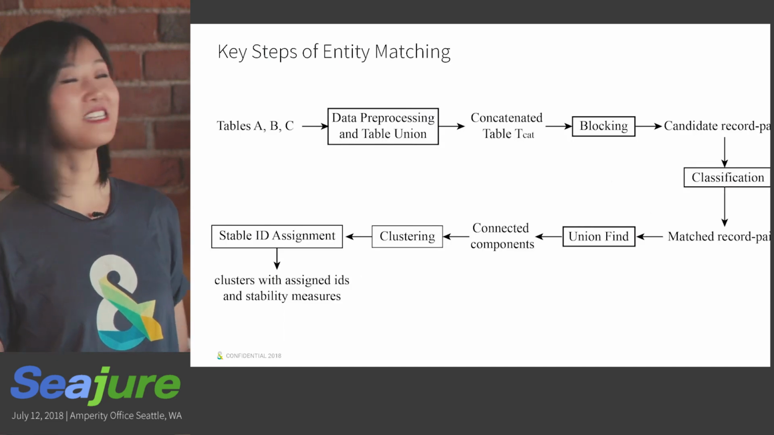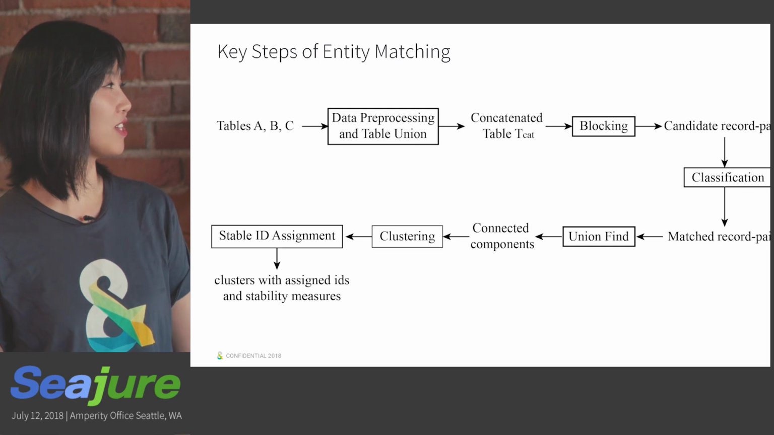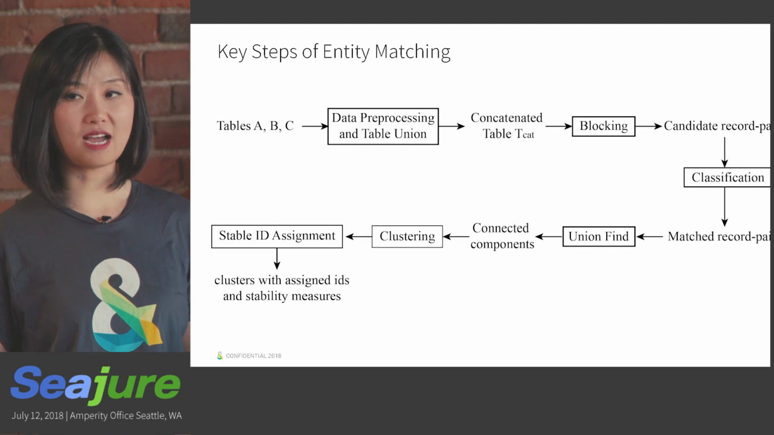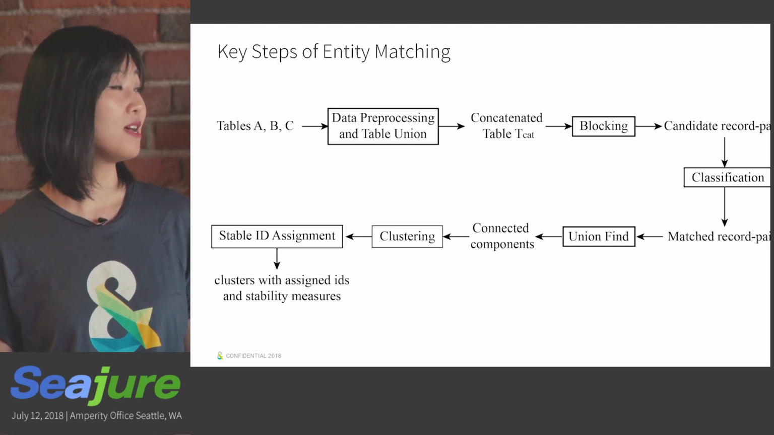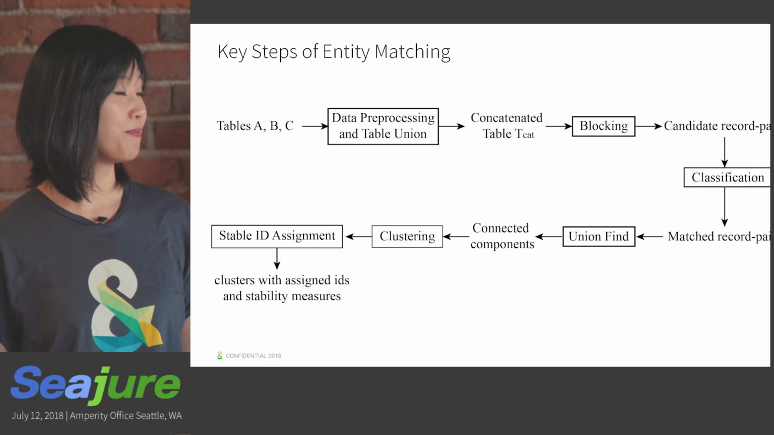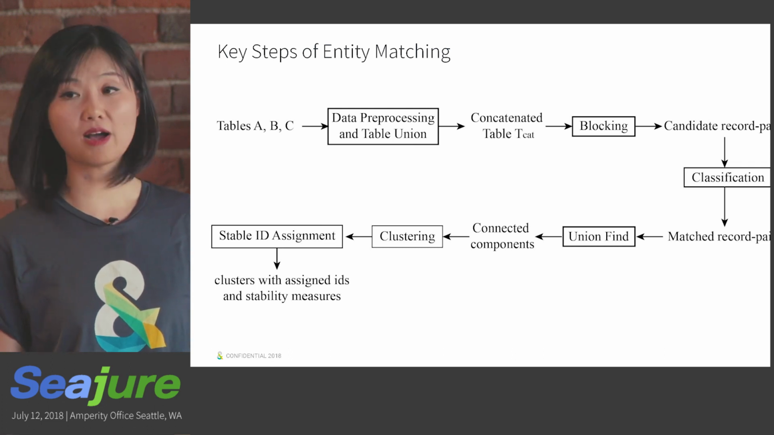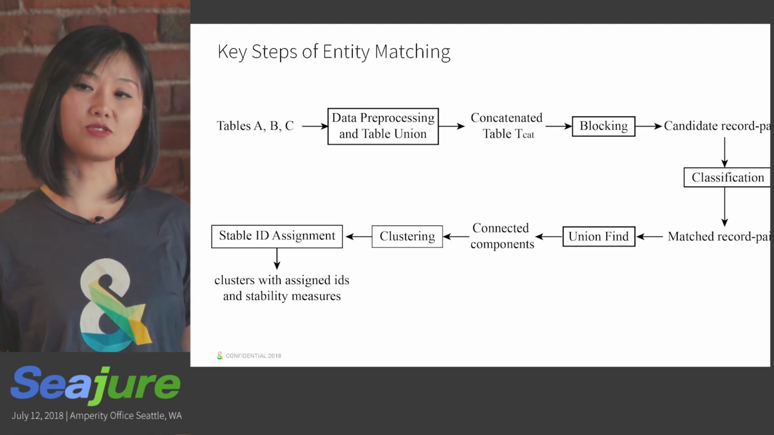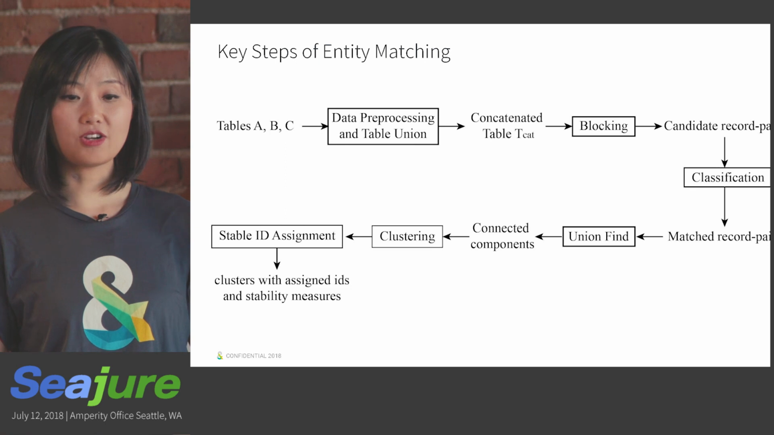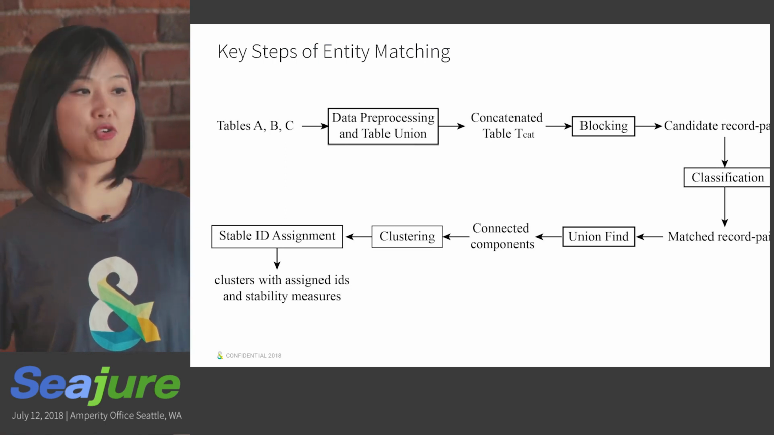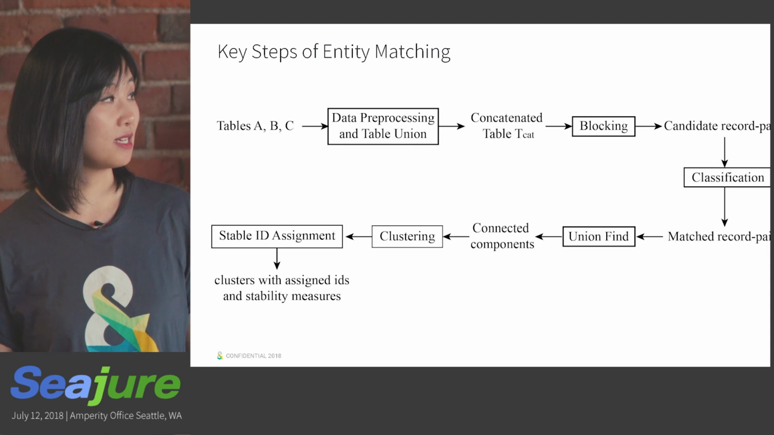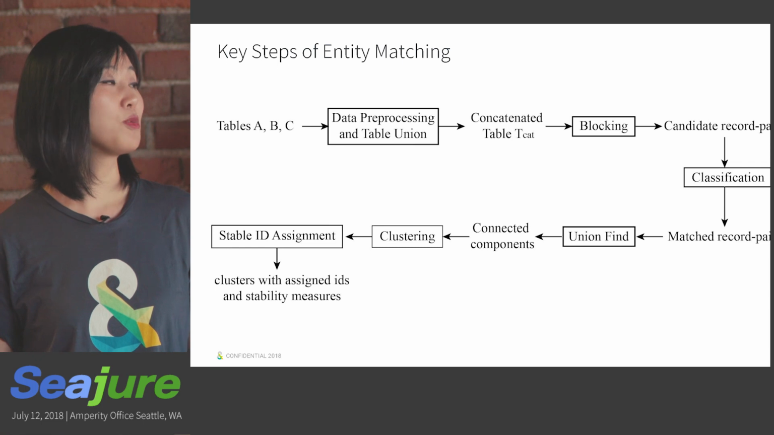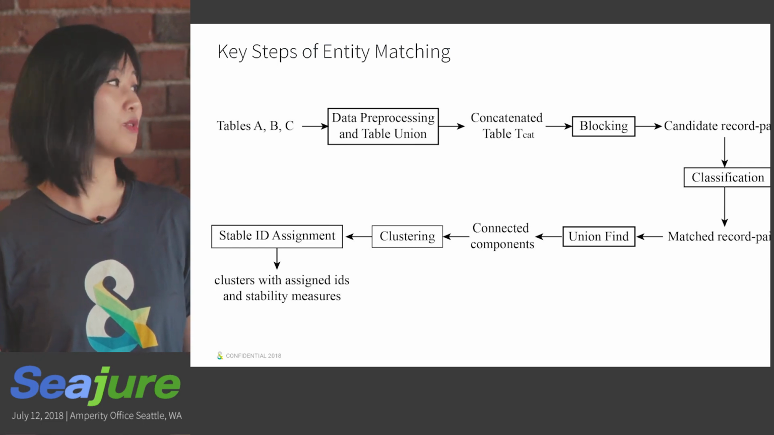So these are the key steps of entity matching. First, you have a collection of tables. Then you do the data pre-processing to standardize and normalize the tables. And then you do the table union to concatenate all the tables into one. And then you pass the table into the blocking stage. If you don't use blocking, every record has to be compared to all other records. It's like the Cartesian product of the whole data domain. By using blocking, you reduce the number of comparisons to almost linear in the number of blocks you generated, but we will talk about that later.